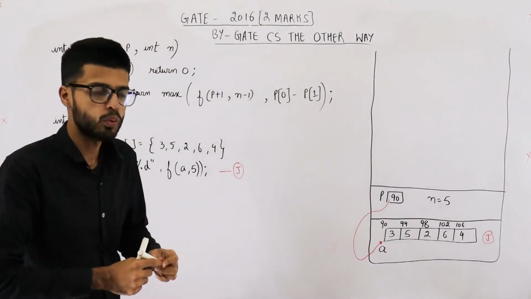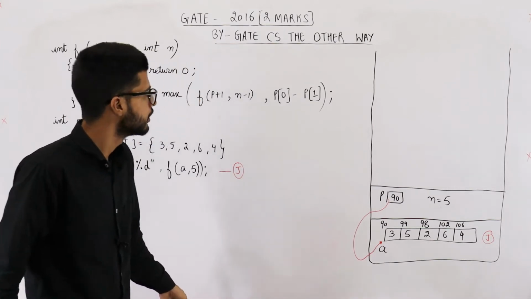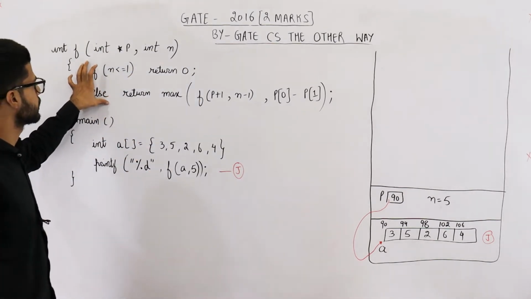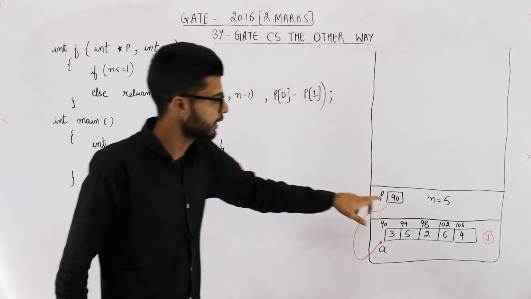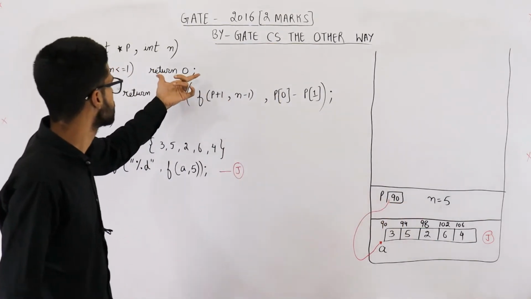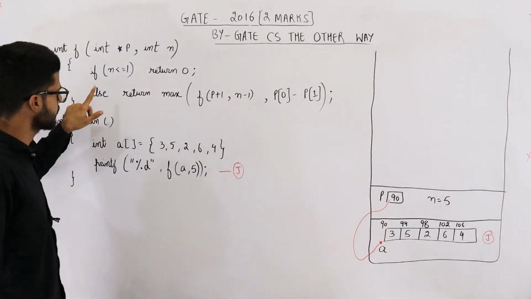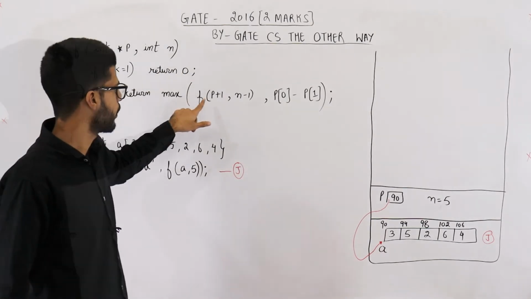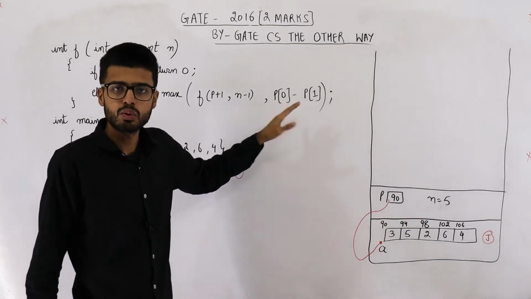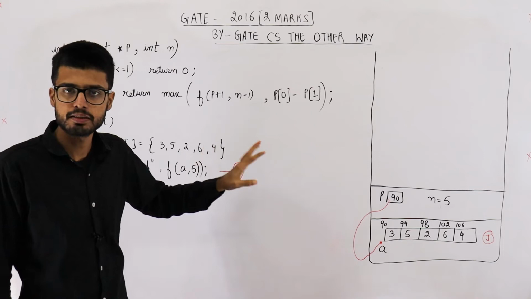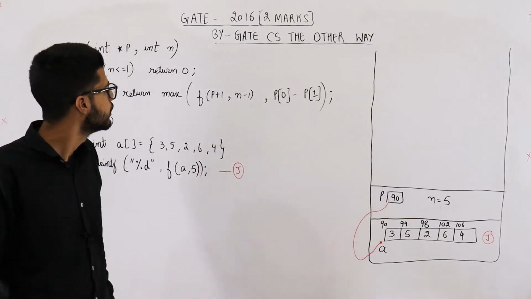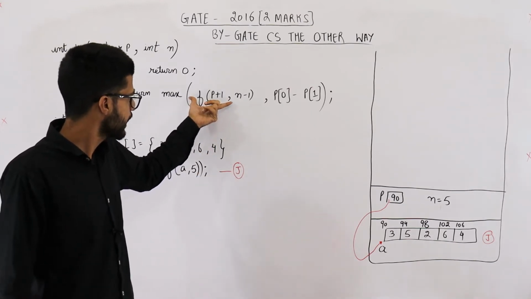Now let us see what will happen in new function. Now we have to execute the new function from here. If n is less than 1, then return 0. No, n is 5. So we will not execute this line. Next line says else return max of these two. Now in question only they have given that max function is going to return maximum of the two parameters passed. Now we want to calculate its value.